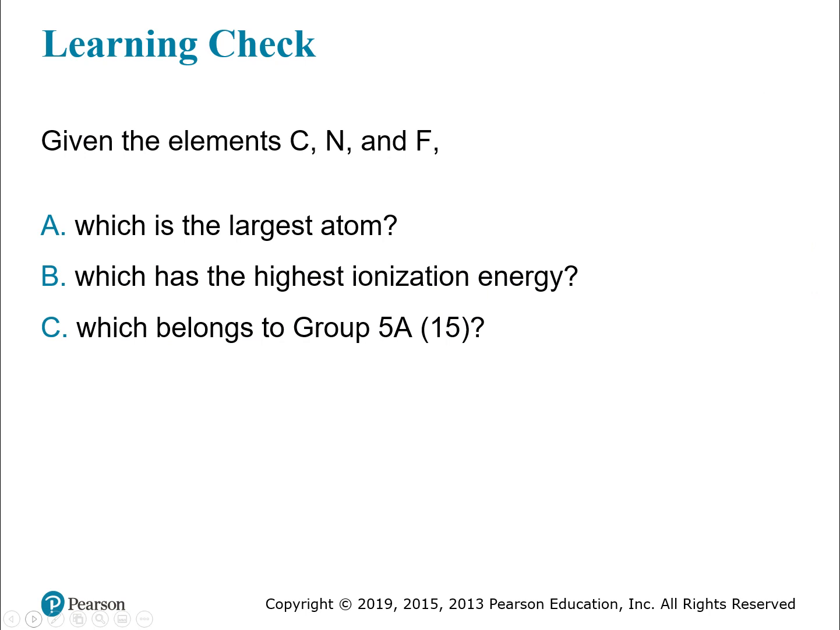So we're not going to do this learning check, but I want you to make your periodic table and then use this to test yourself so that you can, given these three elements, label which one is the largest, which one would have the highest ionization energy, and which one belongs to group 5A. And if you have questions about this learning check, you can shoot me a message through course messages, or you can drop by office hours.